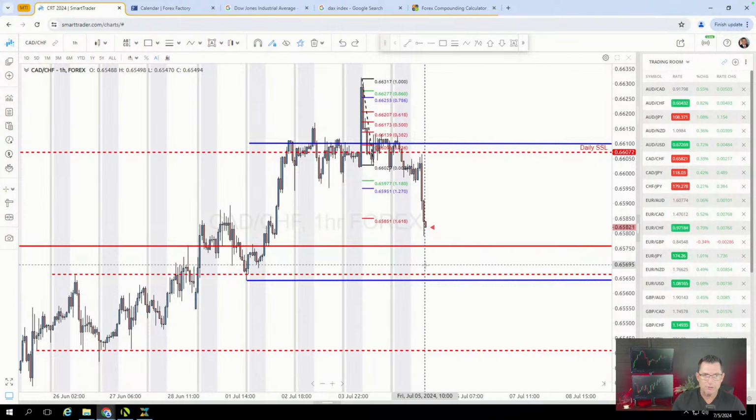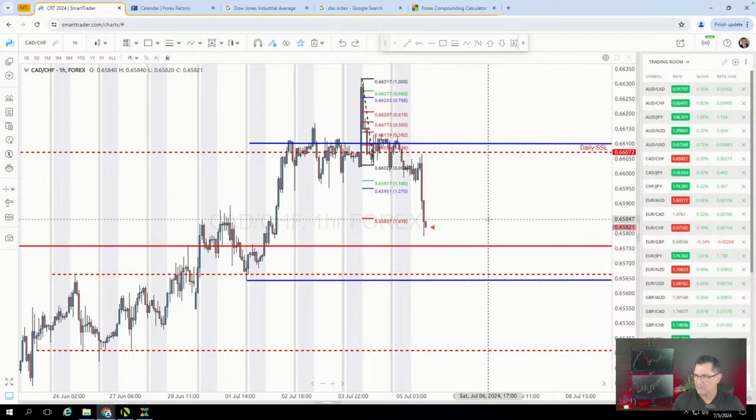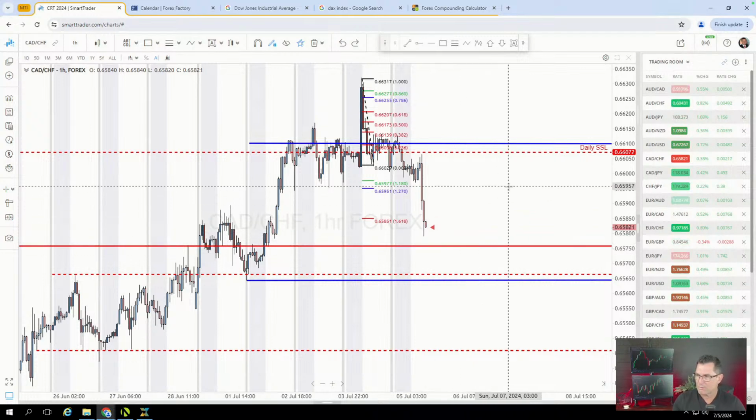I don't see a lot of room to the downside here, so I'm going to go ahead and take on a buy, and we should be able to go back up to around 61.02, which is our target if we buy at 82 right here. I think with spread, we might get in at 83, 84. So let's go ahead and put it in.